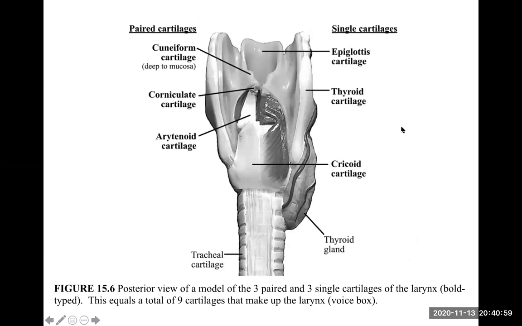A posterior look at the model of the 3 paired and 3 single cartilages. Here's the arytenoid cartilage, corniculate, and then cuneiform. So kind of going from superior to inferior, we have cuneiform, corniculate, and arytenoid. And then the thyroid is the large one on the sides with the cricoid cartilage below the thyroid cartilage.